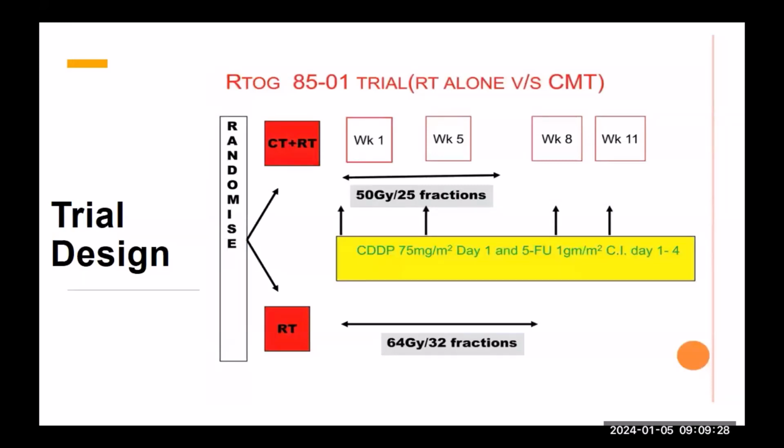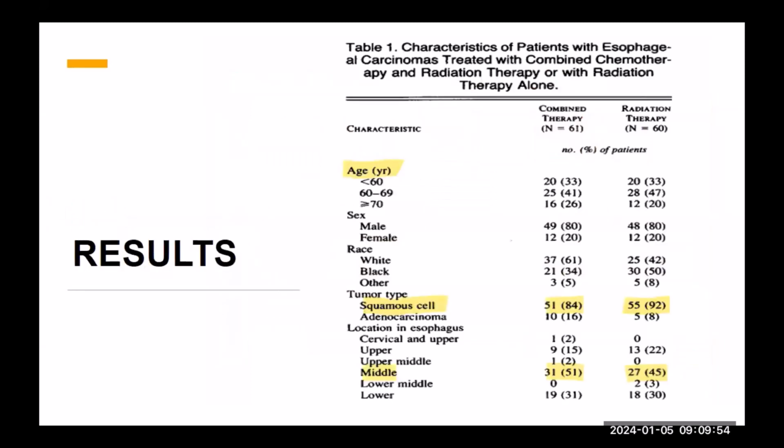The trial schema showed that in the CTRT arm, the total dose of radiation given was 50 gray over 25 fractions with concurrent chemotherapy on week 1, week 5, week 8, and week 11. The chemotherapy regimen being cisplatin 75 mg per meter square day 1 and 5-FU 1 gram per meter square day 1 to day 4 on every week 1, week 5, week 8, and week 11. On the radical RT only arm, they used a higher dose of radiation of 64 gray over 32 fractions.